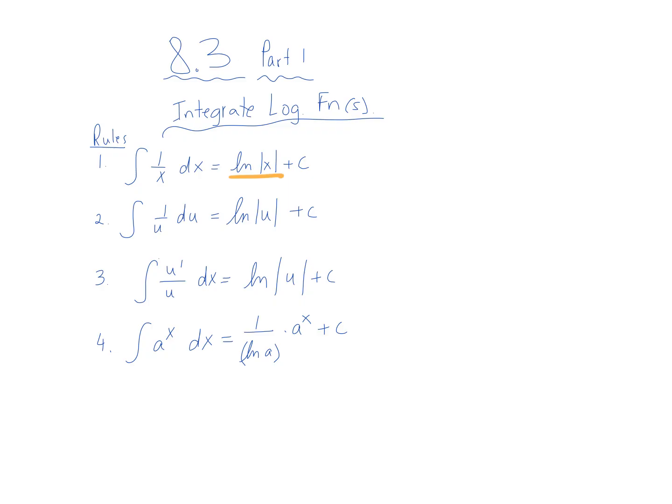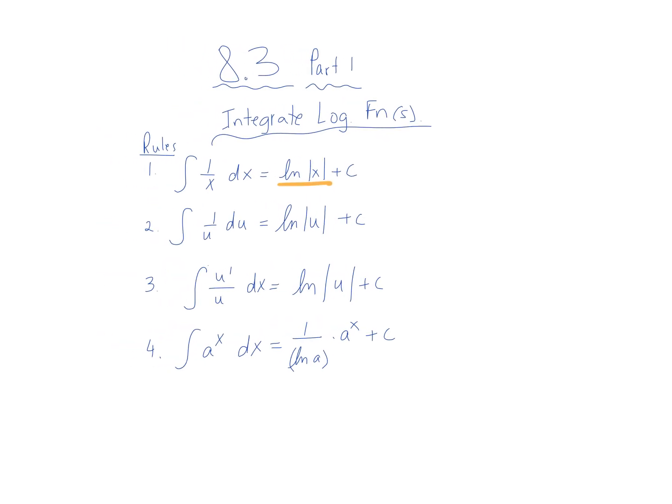And then if we have an exponential function, a to the power of x, our antiderivative, our integral, would be a to the power of x, but then we have to multiply 1 over the ln of a. So we're dividing by the ln of a. And all of these are plus c because they're indefinite integrals, but we'll practice some definite integrals as well.